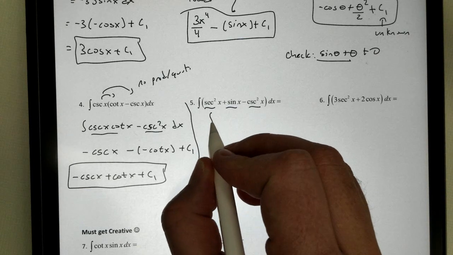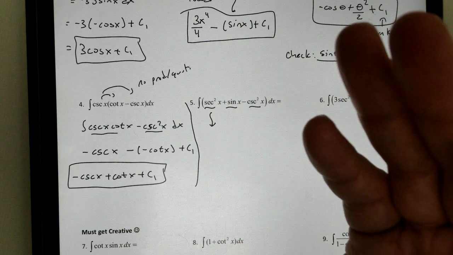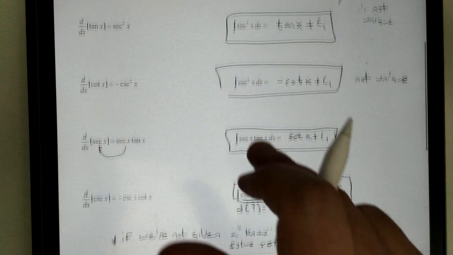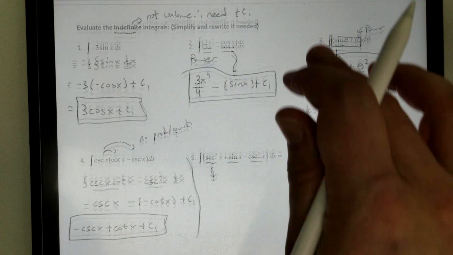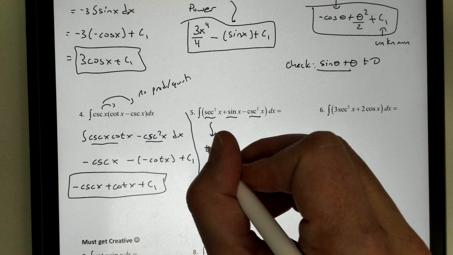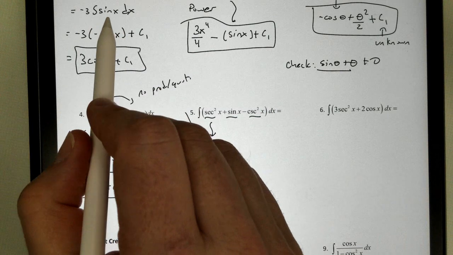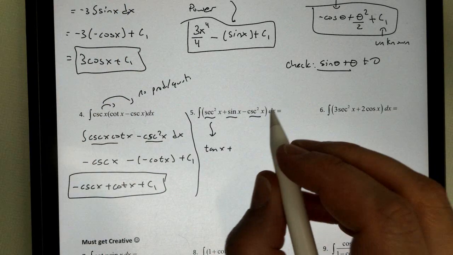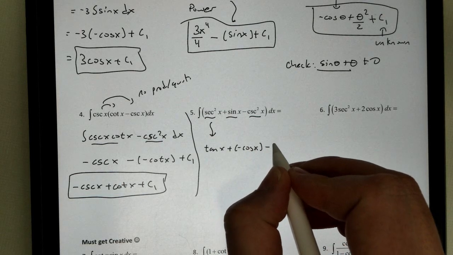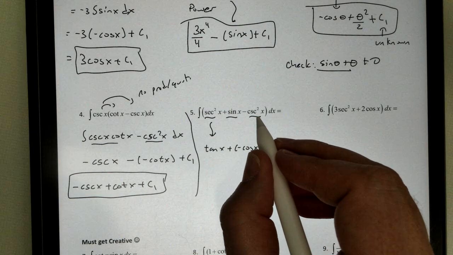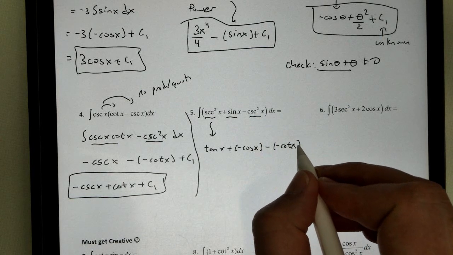So for the first one, what function's derivative is secant squared? And if we go up here, we know that that's going to be tangent of x. So here we're going to get tangent of x plus what function's derivative is sine of x? Well, we've seen that on a number of occasions. That's just negative cosine. So this becomes minus cosine of x. And what function's derivative is cosecant squared? That is going to be our negative cotangent of x plus c1.